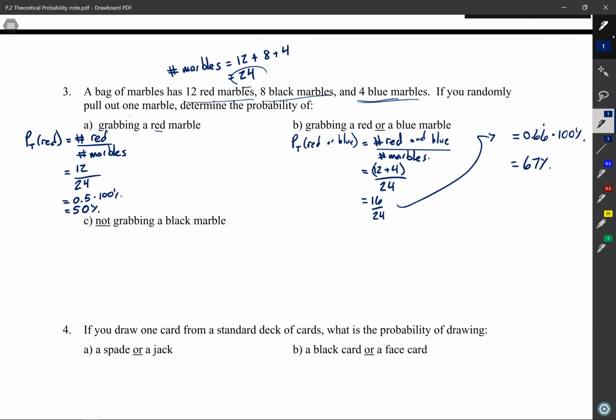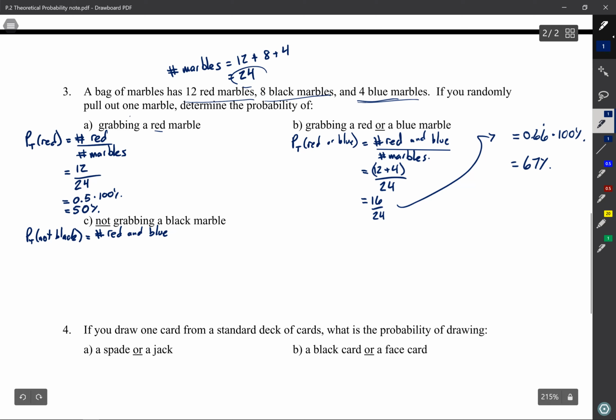Finally, we'll look at not grabbing a black marble. We can do this one of two ways. Actually, we'll attack it just as we would any other. So the theoretical probability of not black equals the number of red marbles and the number of blue marbles divided by the total number of marbles.